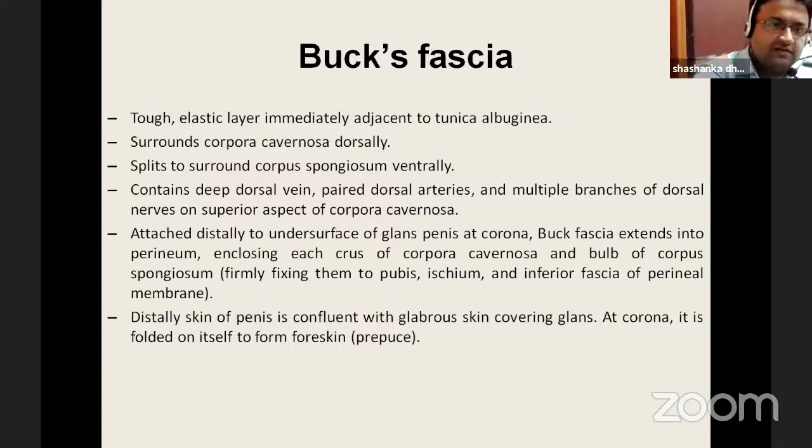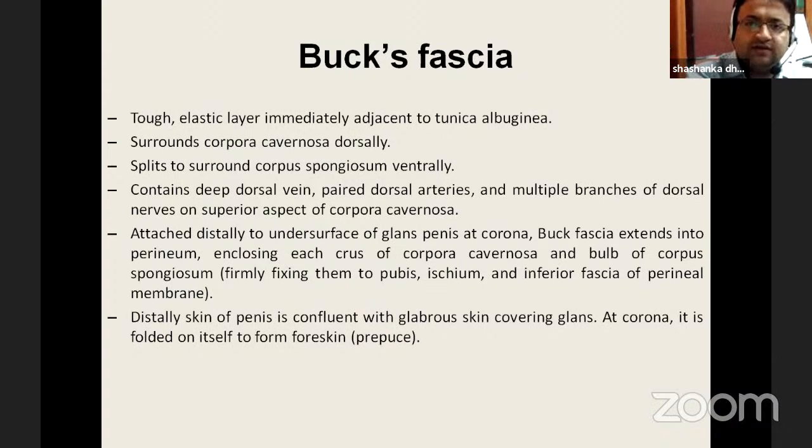The Buck's fascia. This is one of the most important layers of the penis. It's a tough elastic layer. It is immediately adjacent to tunica albuginea. It surrounds the corpora cavernosa dorsally, and it splits to surround the spongiosum ventrally. It contains the deep dorsal vein, the paired dorsal arteries, and multiple branches of dorsal nerves on the superior aspect of corpora cavernosa. So this is the layer where you will find all the important neurovascular structures.